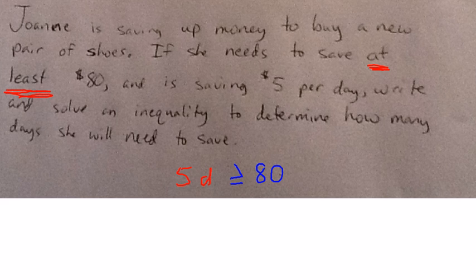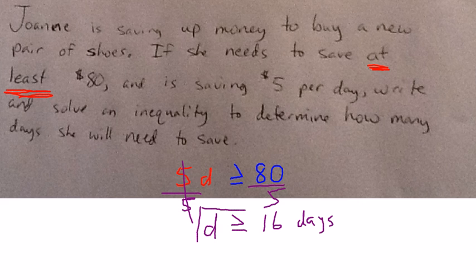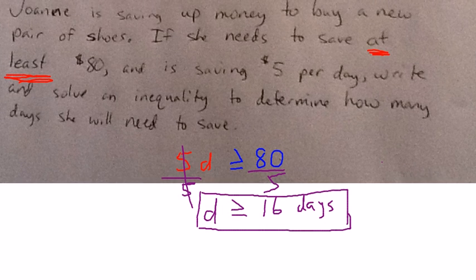Okay, in order to solve for D, we will divide both sides by 5. On the left-hand side, 5 divided by 5 leaves us with D. Bringing down our inequality sign, D is greater than or equal to 80 divided by 5, which is 16. 16 days. So our solution, D is greater than or equal to 16 days, means that Joanne must save $5 each day for at least 16 days in order to save up the amount that she needs.